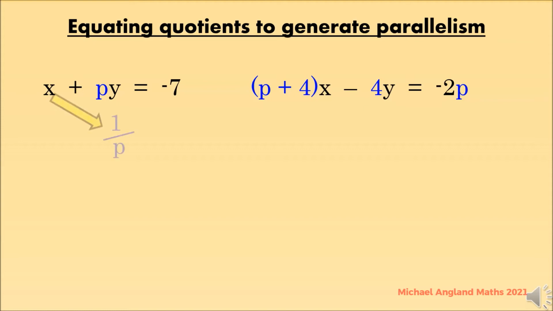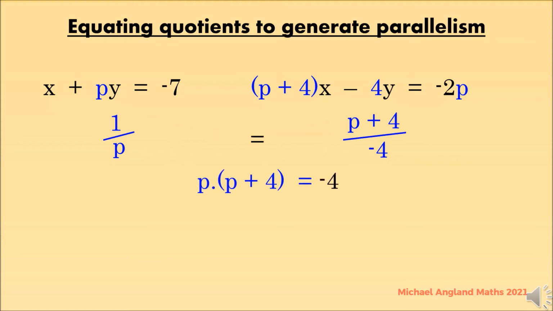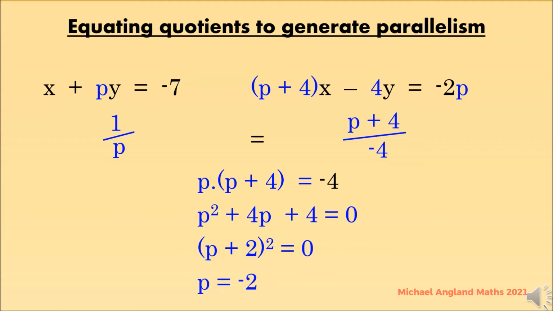So let's do x over y, that's 1 over p, is equal to, from the right hand side equation, we have p plus 4 over minus 4. Now we have two fractions which are equal. Cross multiply. So the denominator of the left multiplied by the numerator of the right, p into p plus 4, equals numerator of the left times denominator of the right, 1 times minus 4, minus 4. So we have p into p plus 4 equals minus 4. Multiplying into the bracket, p squared plus 4p plus 4 equals 0. This is p plus 2 squared. So p must equal minus 2.